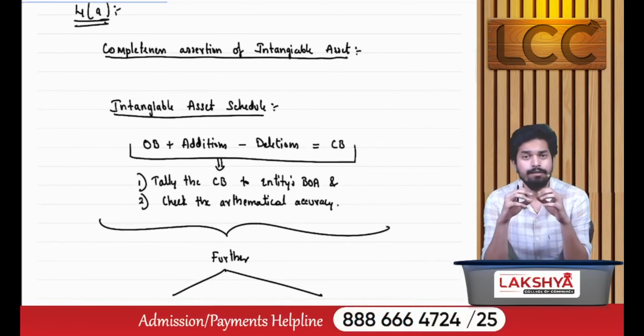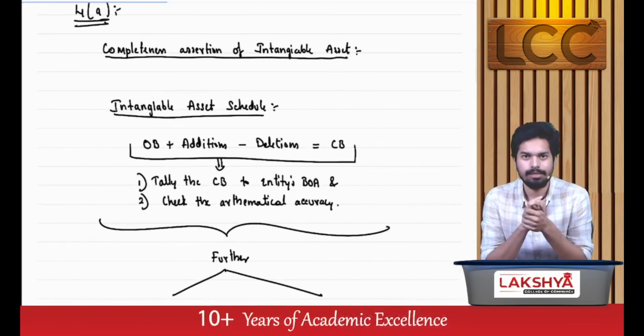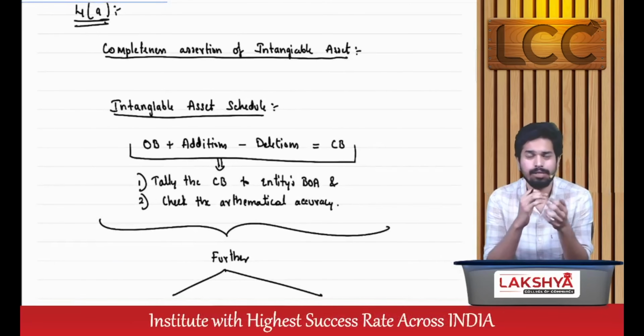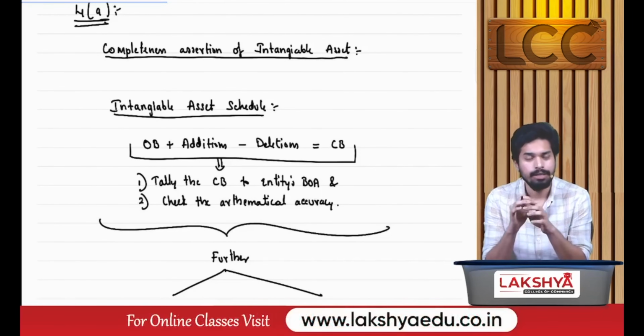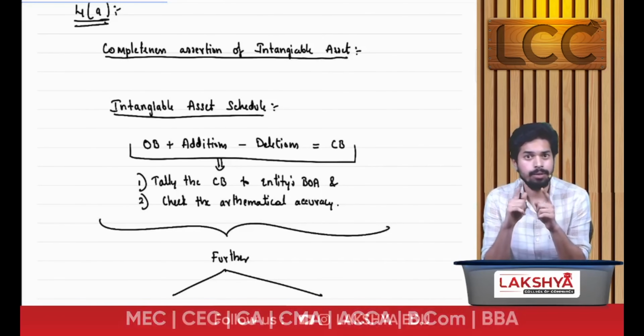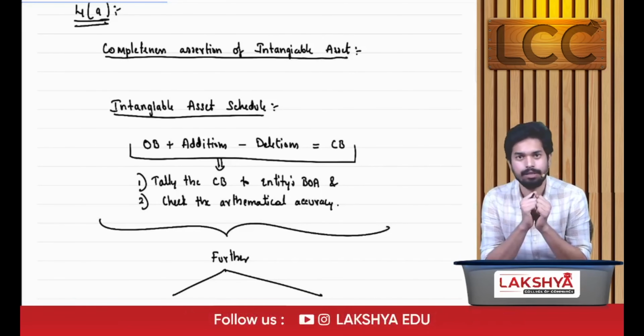First of all, verify the movements in the intangible asset schedule. That is opening balance, additions, deletions, and closing balance. And make sure that the closing balance tallies with the entity's books of accounts. And also, you need to check the arithmetical accuracy of it.